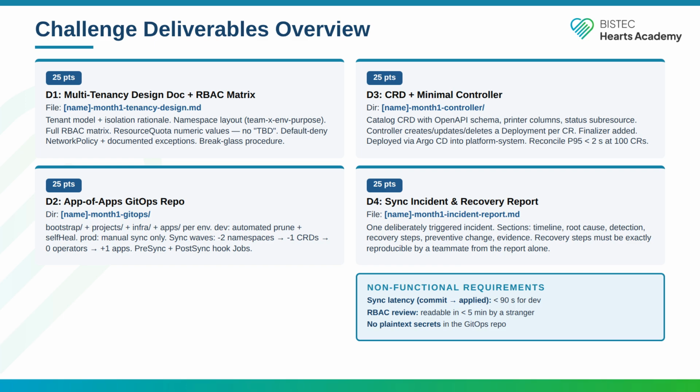Deliverable 4 is a postmortem for one real incident you triggered during the lab. A precise timeline, a mechanically correct root cause explanation, recovery steps that a teammate could reproduce exactly from the document alone, and evidence such as log excerpts or terminal output supporting each step.